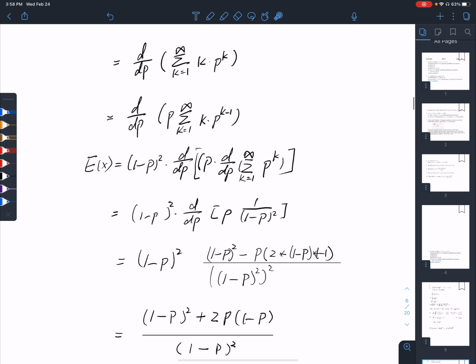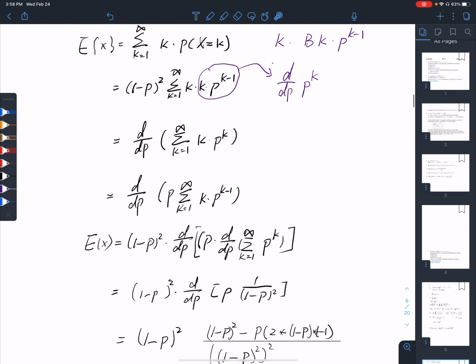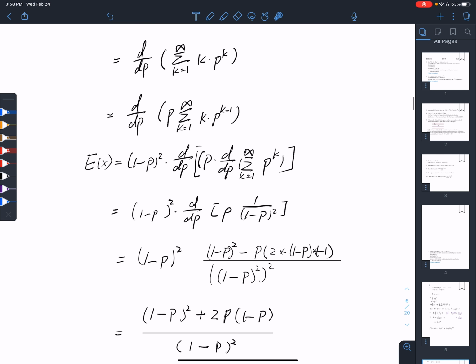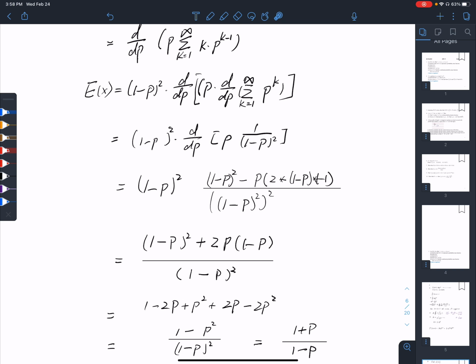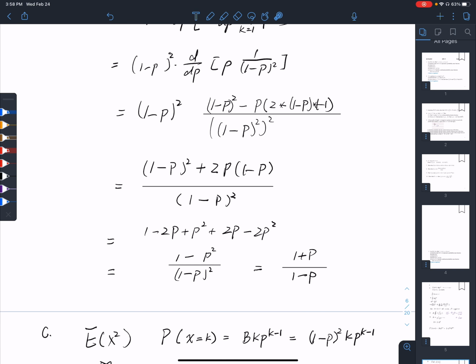So basically we put the p over this. Same thing, we need to do the division derivative, and we got this equation, and we can cancel this out. So basically, it's (1 minus p) to power 2 plus 2p times (1 minus p) over (1 minus p) square. So after simplify, we got the expected value is (1 plus p) over (1 minus p).